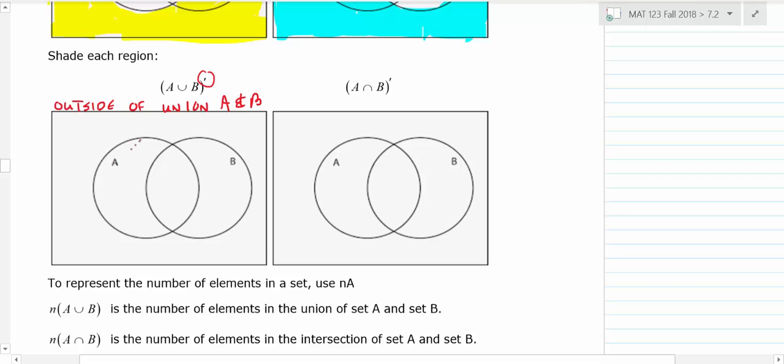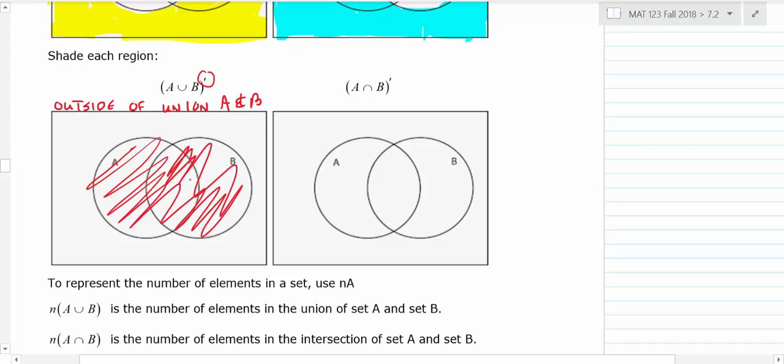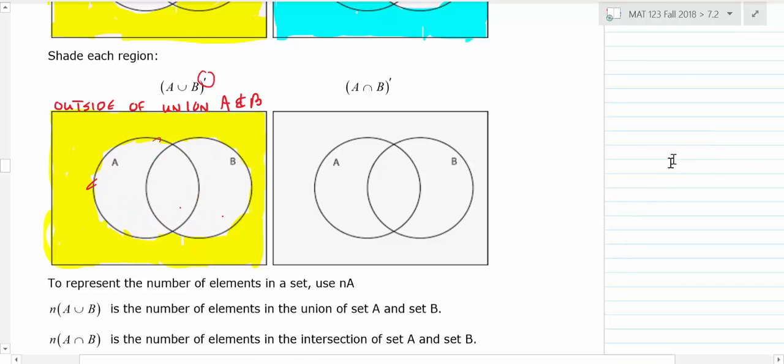First of all, the union, and you don't need to do this, but the union of A and B is all that stuff right there. Everything inside of A or B or both is the union. So what we're going to shade here is everything that is outside of those two circles. Okay, like that. So go ahead and shade everything outside of those two circles. I'm going to pause, and I want this to look kind of nice. Okay, so that's what that looks like.